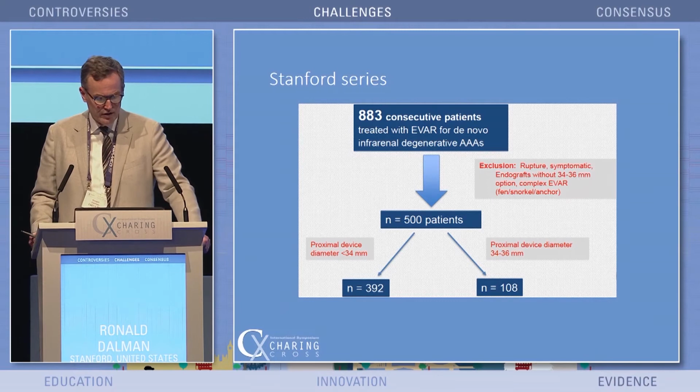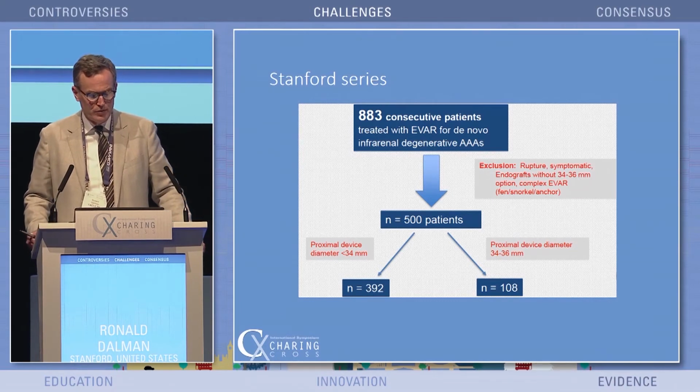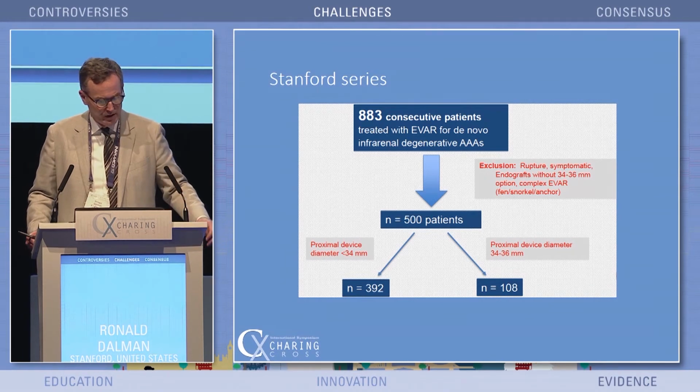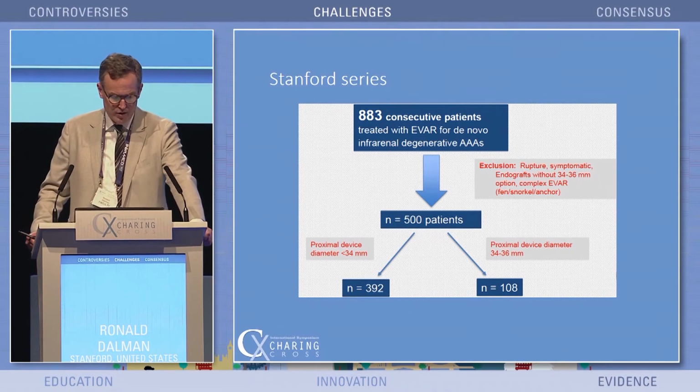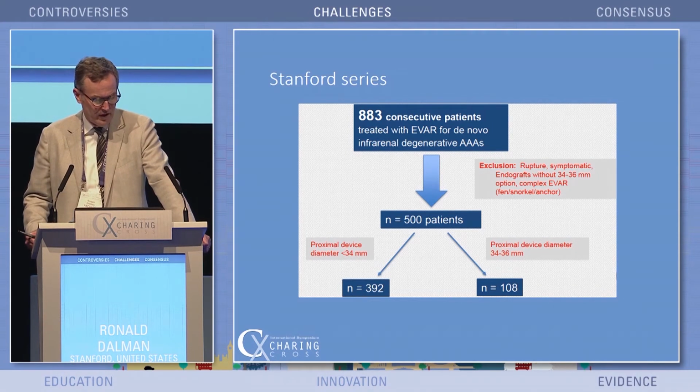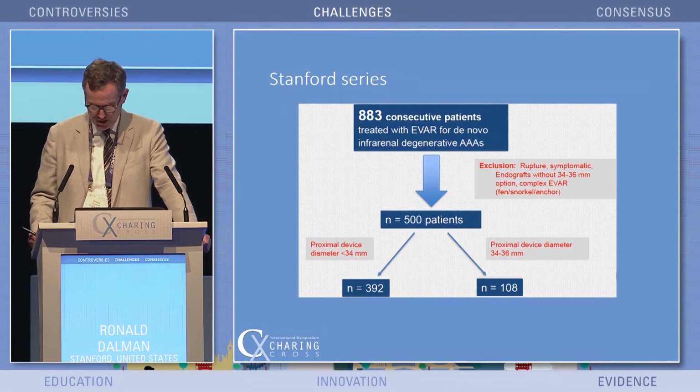So we had 883 consecutive patients treated with EVAR for de novo infrarenal abdominal aortic aneurysms. If we eliminated the complex or emergent ones, we're left with 500 patients. You can see proximal device diameter is less than 34 millimeters in almost 400 patients, and a larger diameter in a little more than 100 patients.